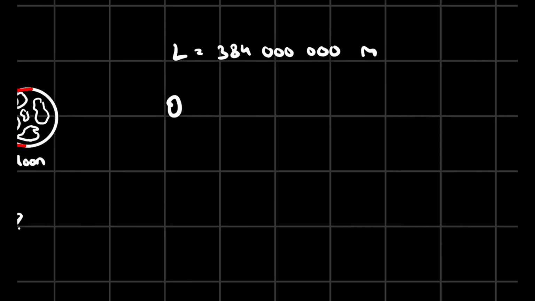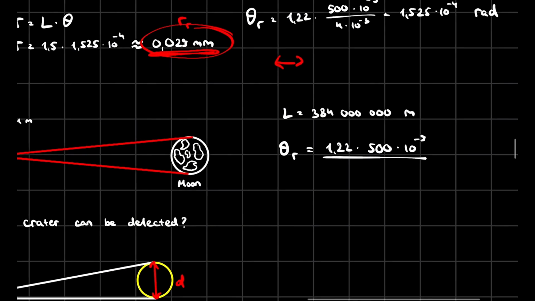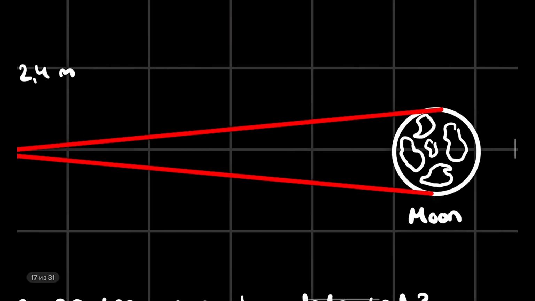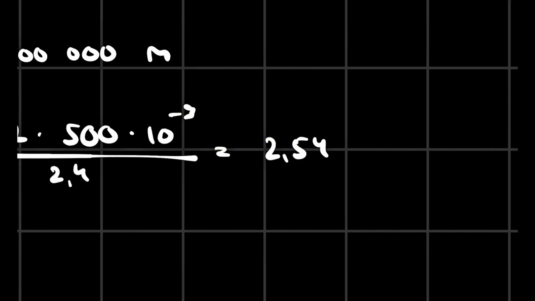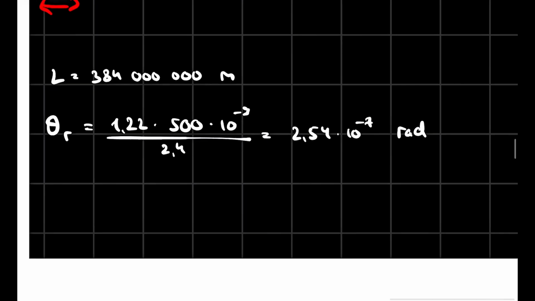Okay, let's find the minimum angular size. That would be the angle of resolution, which is 1.22 multiplied by lambda divided by D. Lambda, again, let's take as the average, 500 nanometers. However, D would not be that 4 millimeters. Instead, it is something larger, 2.4 meters. Here we write 2.4, and then our answer would be 2.54 multiplied by 10 to the power of minus 7. And this is radian, right? This is radian. Okay, good.